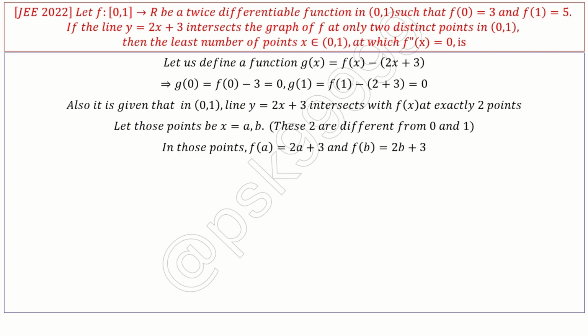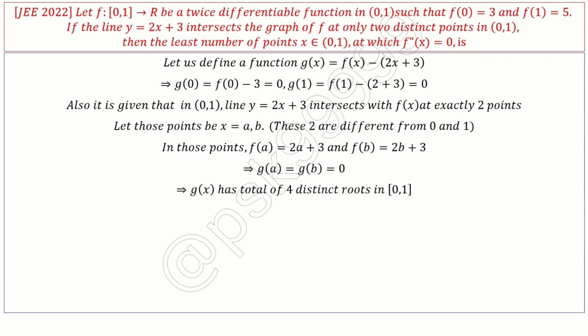Okay. Now, at those points, f of a equal to 2a plus 3 and f of b equal to 2b plus 3. Correct? Which means g of a equal to g of b is also 0 because both are equal. Which means g of x has total 4 distinct roots in 0 comma 1 inclusive. 0 is a root, 1 is a root, and a, b, which are 2 points, are also roots.